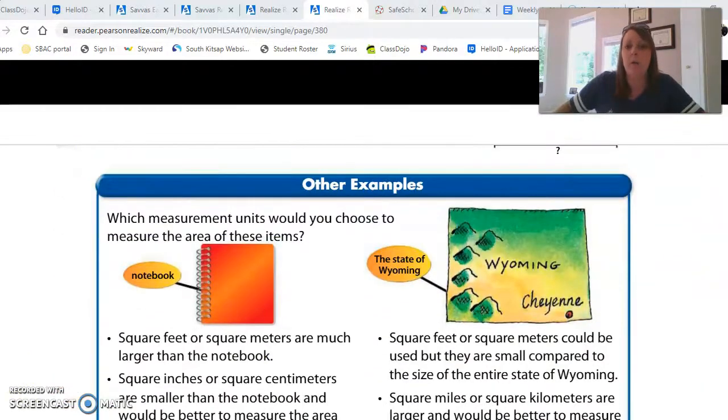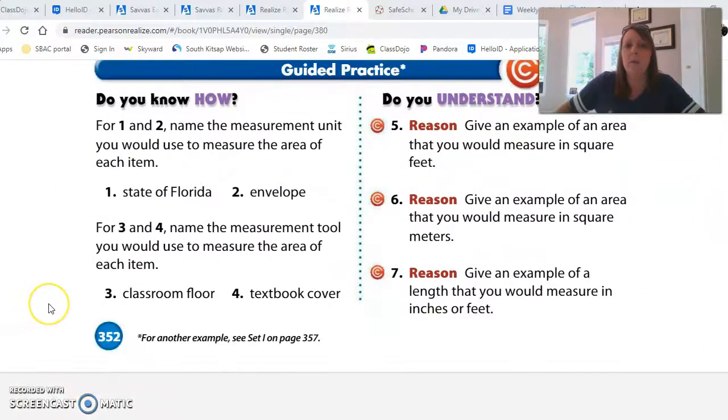All right, here we go. We're going to come right on down to number 1. We're going to name the measurement unit you would use to measure the area of each item. So for number 1, let's see here. If I am going to measure the state of Florida, I am not going to use inches. That's ridiculous. It's way too small. I'm also not going to use feet or yards. In this case, does anybody know what we're going to use?